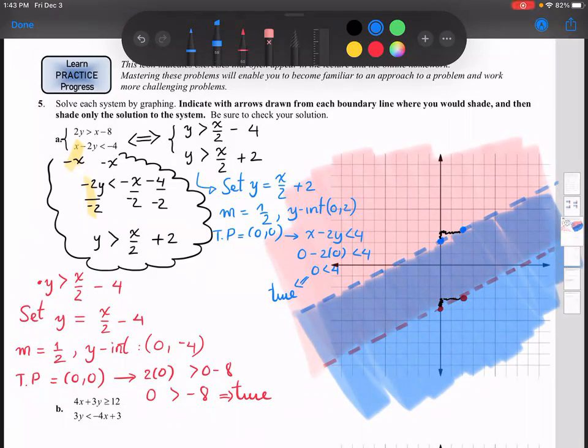What is the overlapping area? You go with the darker one, right? That's where the two colors meet. That's your solution. That's the overlapping area.